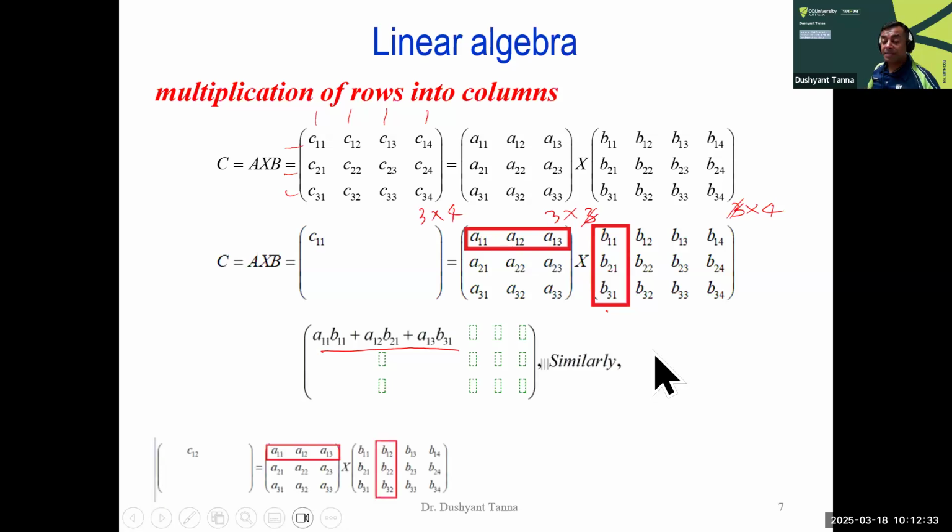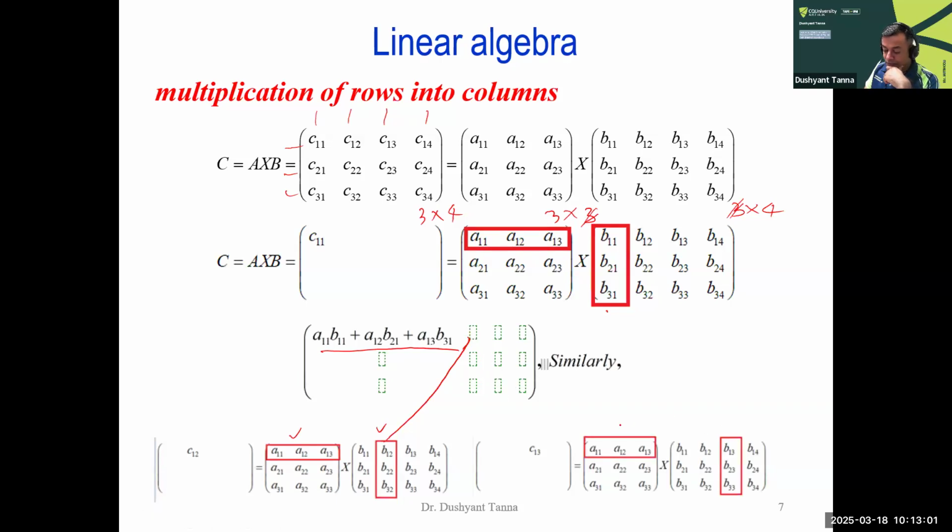Now, if I go with the second element, C12, what does it indicate? First row, second column. So I pick up the first row with the second column, and then we multiply and keep it in place. Which place? C12 is the first row, second column, so it should go here. The next one, C13, first row with the third column. Where should it fit? It should fit here. Similarly, you keep on going and obtain all 12 elements of the multiplied matrix.